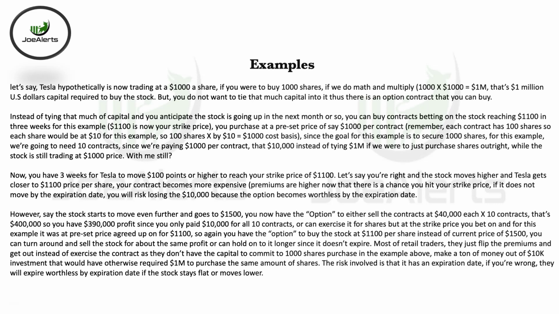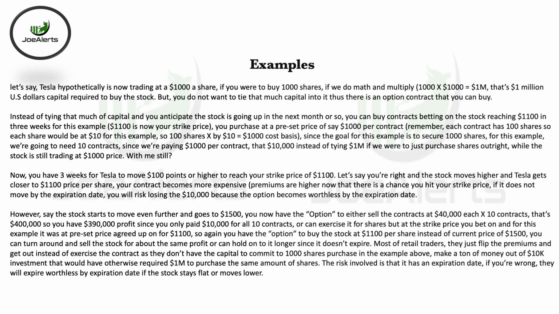So in this example, you purchase at a preset price of say $1,000 per contract. Remember, each contract has 100 shares. So each share would be at $10 for this example. So 100 shares multiplied by $10, that equals a $1,000 cost basis.